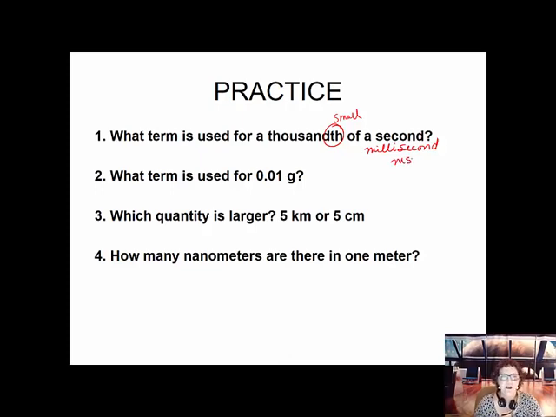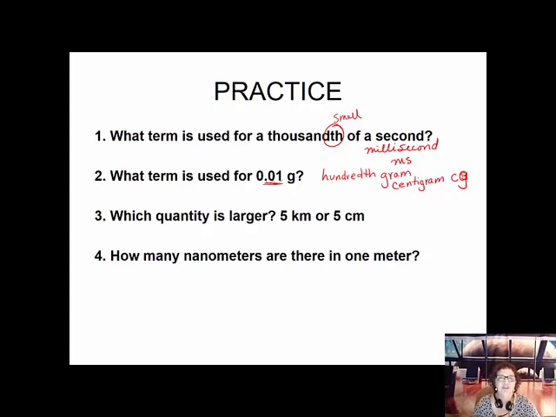What term is used for 0.01 grams? Again, that's smaller than a gram, right? So it's going to have a th on the end of it. So that's 2 places, so that's 100th of a gram, right? And we would call that a what? Centigram, CG.